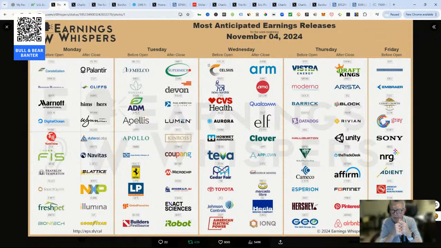Thursday, Moderna, that stock has been beaten to death. Datadog, great chart setup. It's one of the charts I went over this afternoon. Great chart setup, great fundamentals. I just can't buy it until after earnings. Hershey's coming out. Thursday, after the close, we get DraftKings, Block, formerly known as Square, Rivian, The Trade Desk. It's a very, very strong stock. Affirm, that's buy now, pay never. And Airbnb and Pinterest after the bell on Thursday.